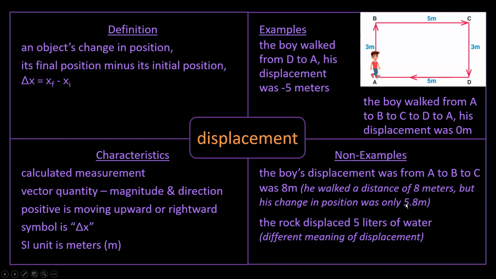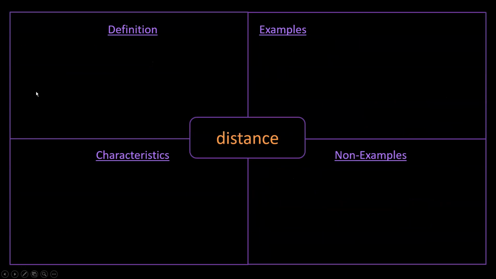And if you're wondering where I got that, I'm just making a right triangle here out of AB, BC, and AC. And so using the Pythagorean theorem, I came up with the change in position as 5.8 meters. Here in a second non-example, the rock displaced 5 liters of water. This is an accurate use of the term displaced, but it's a different meaning of displacement than what we mean in mechanics.